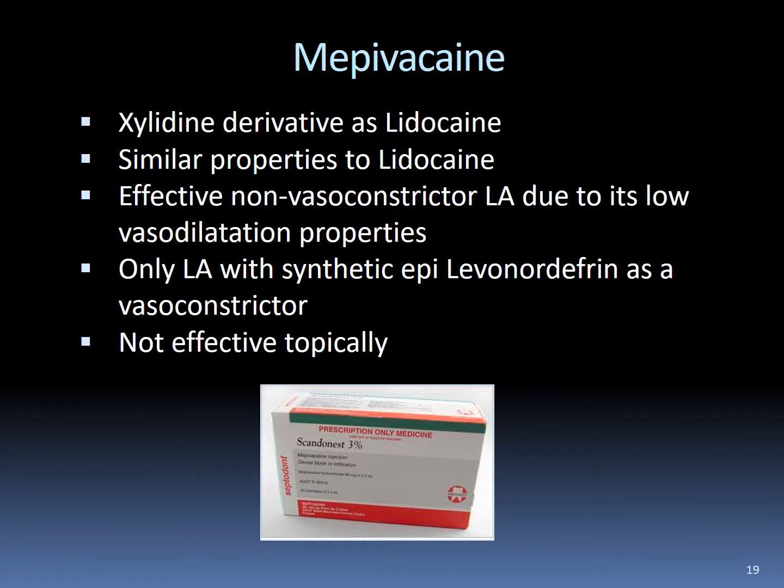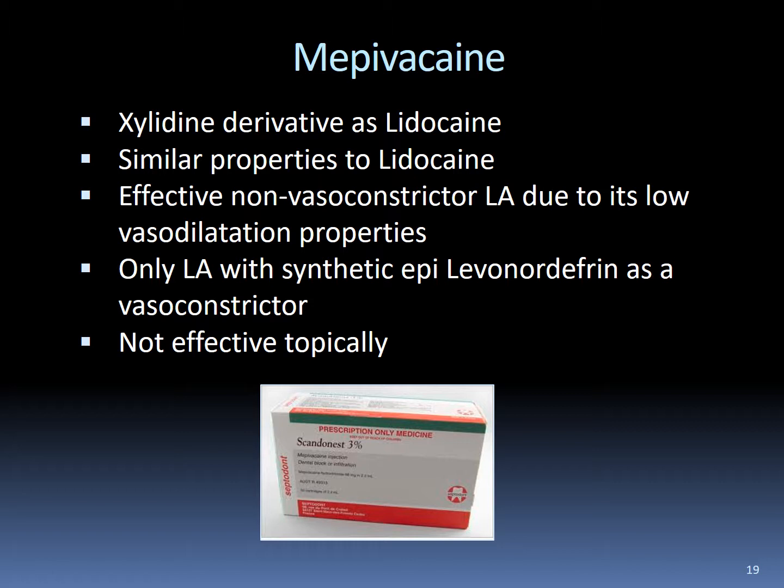Mepivacaine is a similar derivative to lidocaine, and therefore it has similar properties. Mepivacaine is a very effective non-vasoconstrictive local anesthetic agent due to its low vasodilation property. Unlike lidocaine, it has less vasodilation. So when it's used without any type of epinephrine or levonordefrin, which is a synthetic epinephrine that's used with mepivacaine, it has much longer pulpal anesthesia and soft tissue anesthesia. It is not used effectively topically, as lidocaine is.